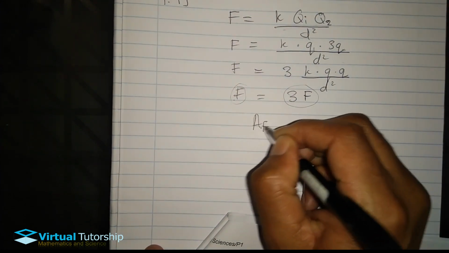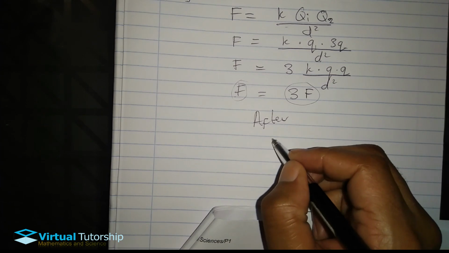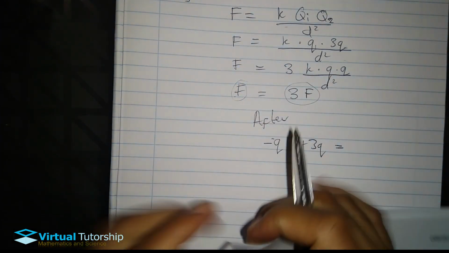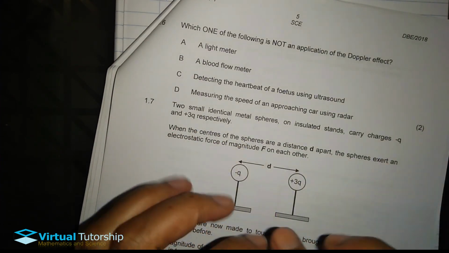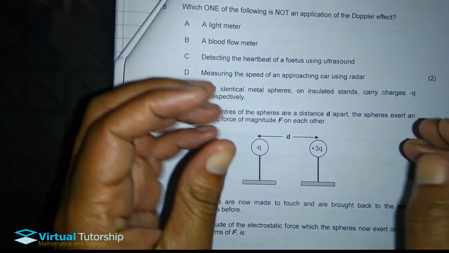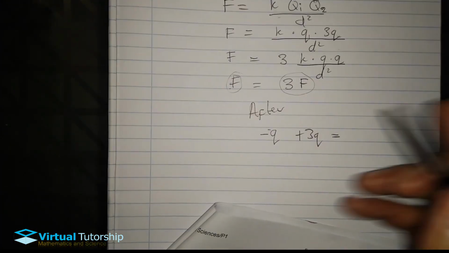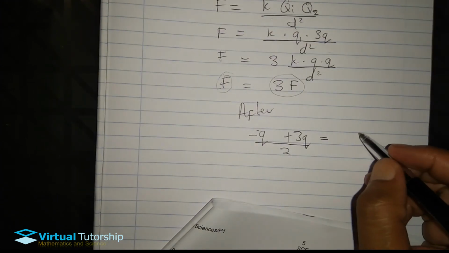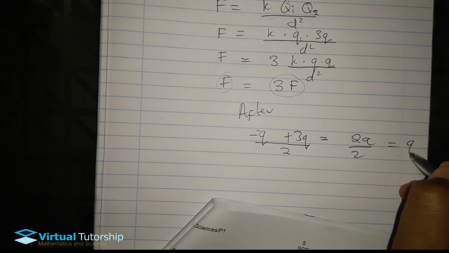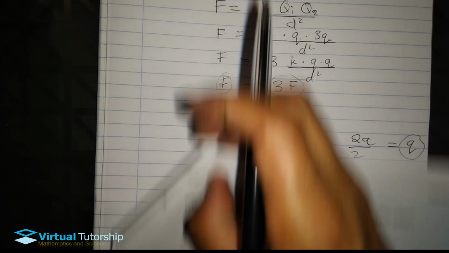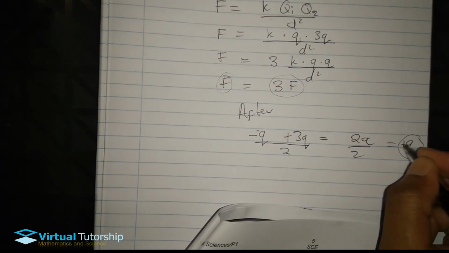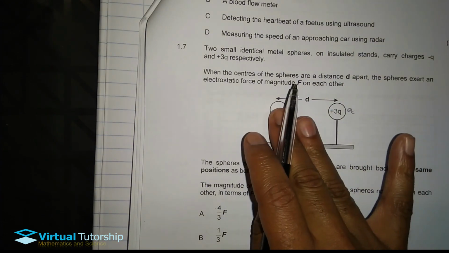After these objects touch each other, this is what's going to happen. The negative Q charge and the plus 3Q charge will touch each other, and the charges will be distributed equally between the two spheres. So you divide by 2 because there's going to be a distribution of charges. Negative 1 plus 3 is 2Q, over 2 is equal to Q. So each sphere has charge Q, both positive charges, an equal distribution after touching. Now what is the magnitude of the electrostatic force?